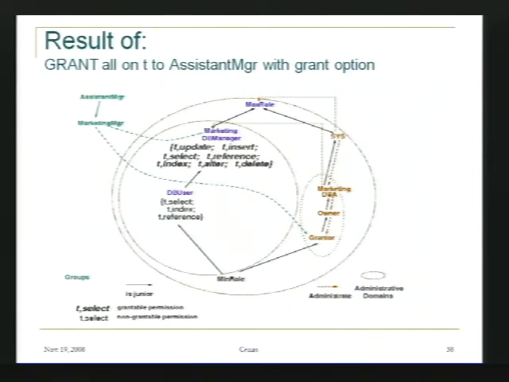of the marketing manager, and then they're also assigned to the grantor role, and so they have all those permissions with grant option. Okay? So that's one easy solution.